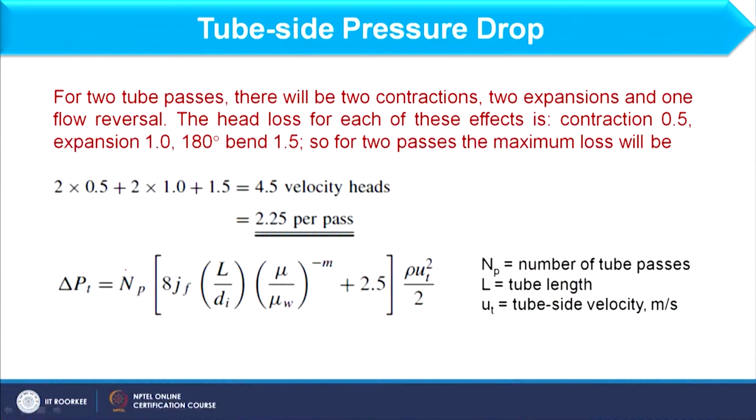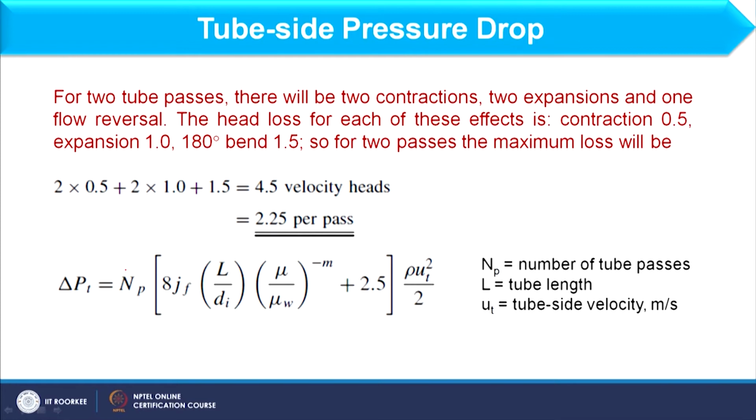Along with that you have studied sudden contraction and expansion. Whatever you have studied there, you are applying in calculating pressure drop in tube side. When you are calculating the pressure drop in tube side, you have to consider different friction losses which occur in the tube side.